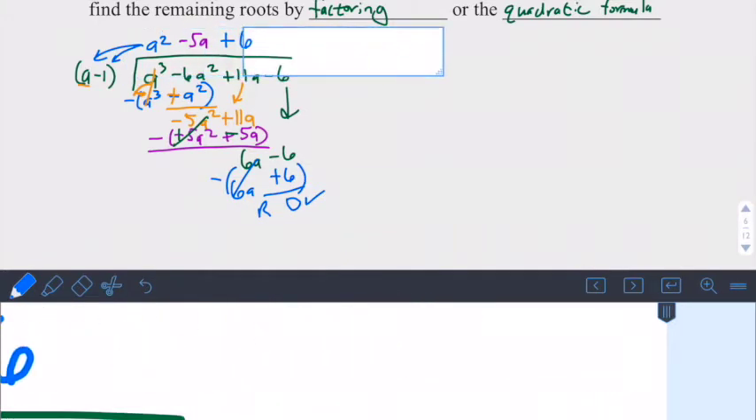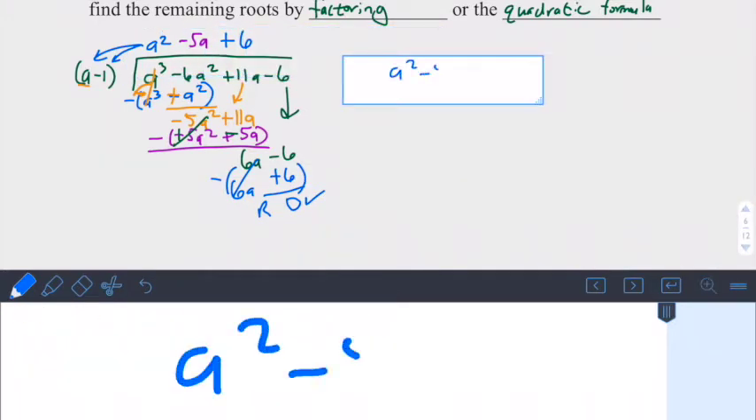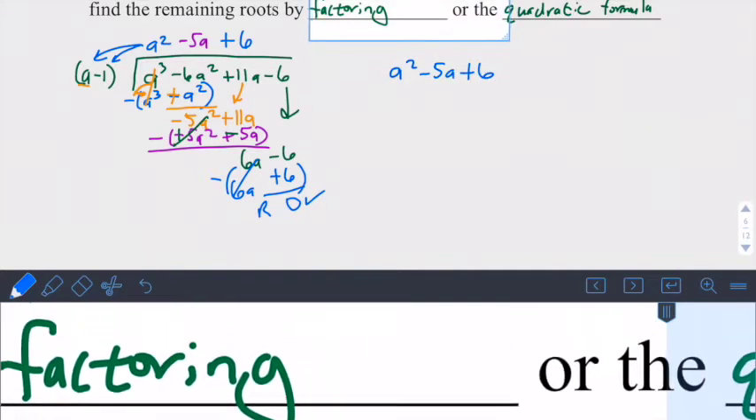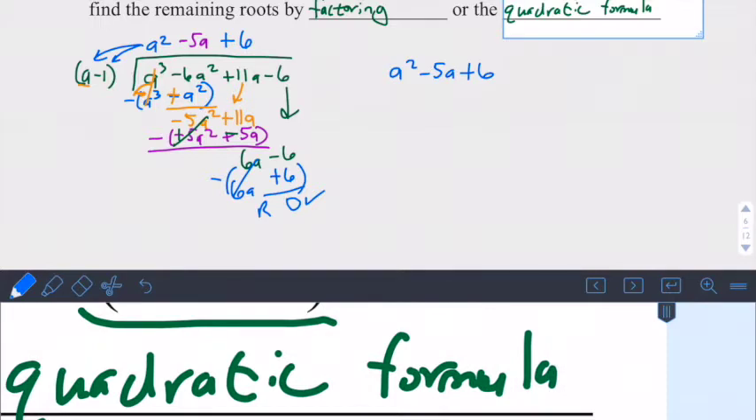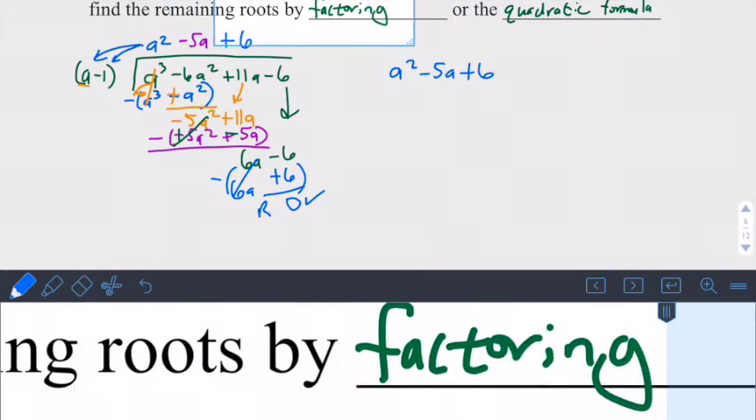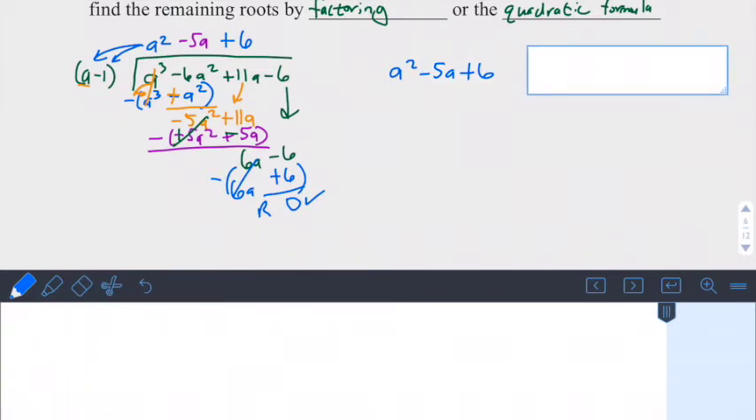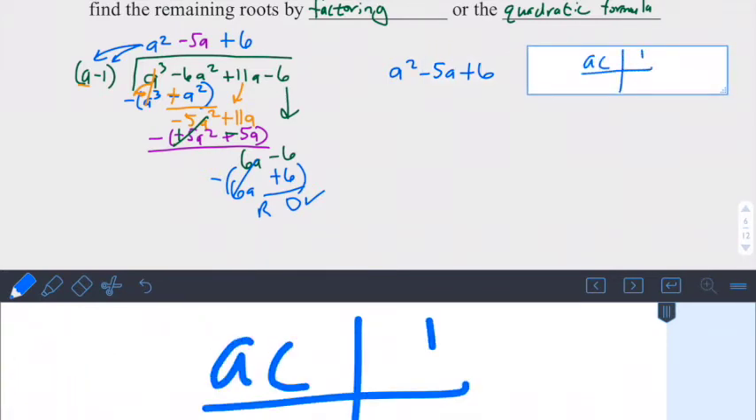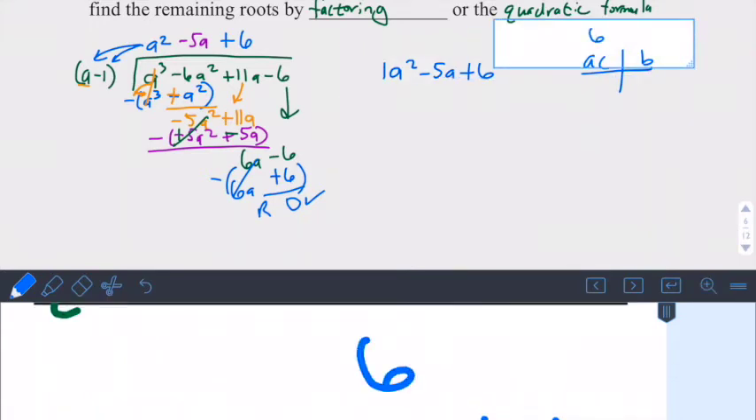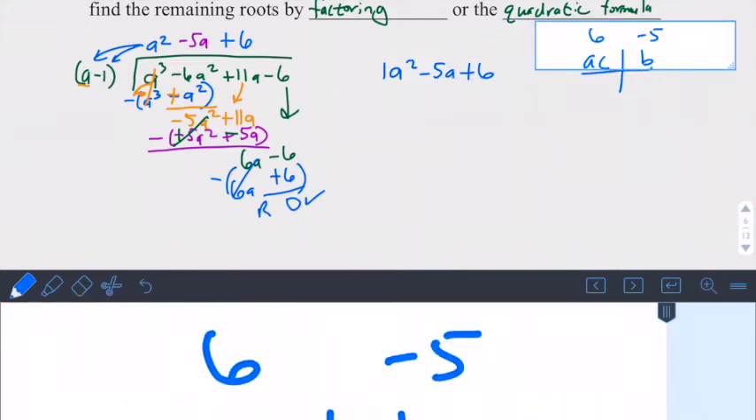So now we have a squared minus 5a plus 6. And now we're going to factor or use the quadratic formula to finish factoring this to find the remaining roots. So I'm on factors of AC that add up to B. Well, A is 1. 1 times 6 is 6. That adds up to negative 5.